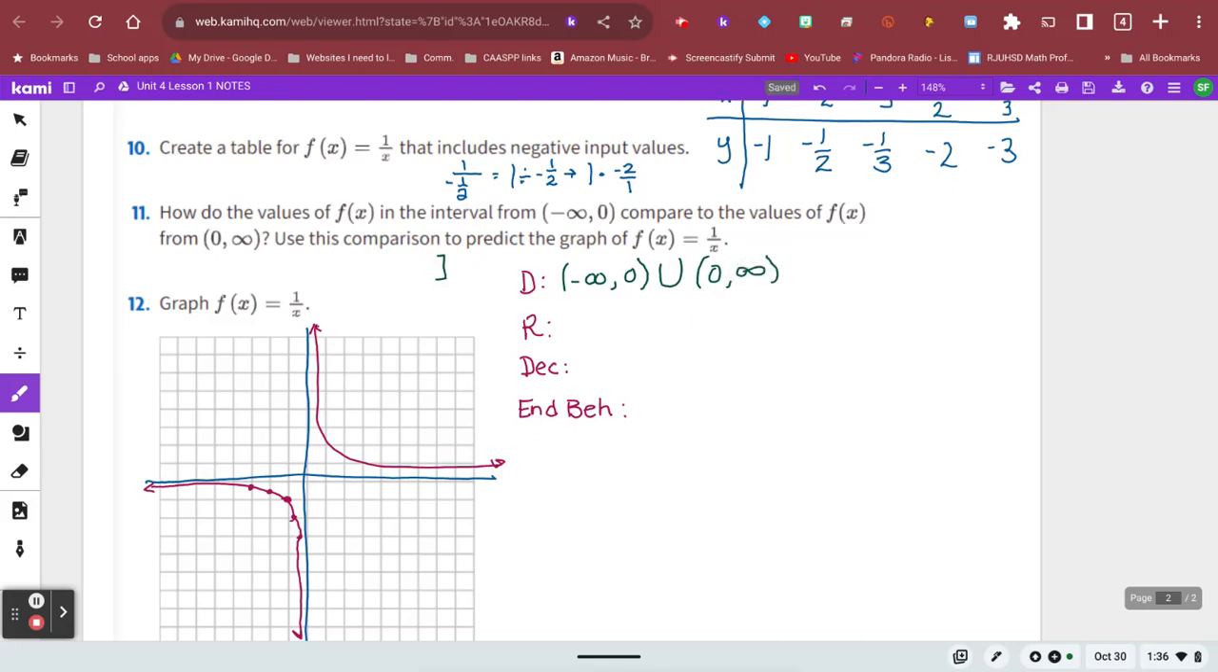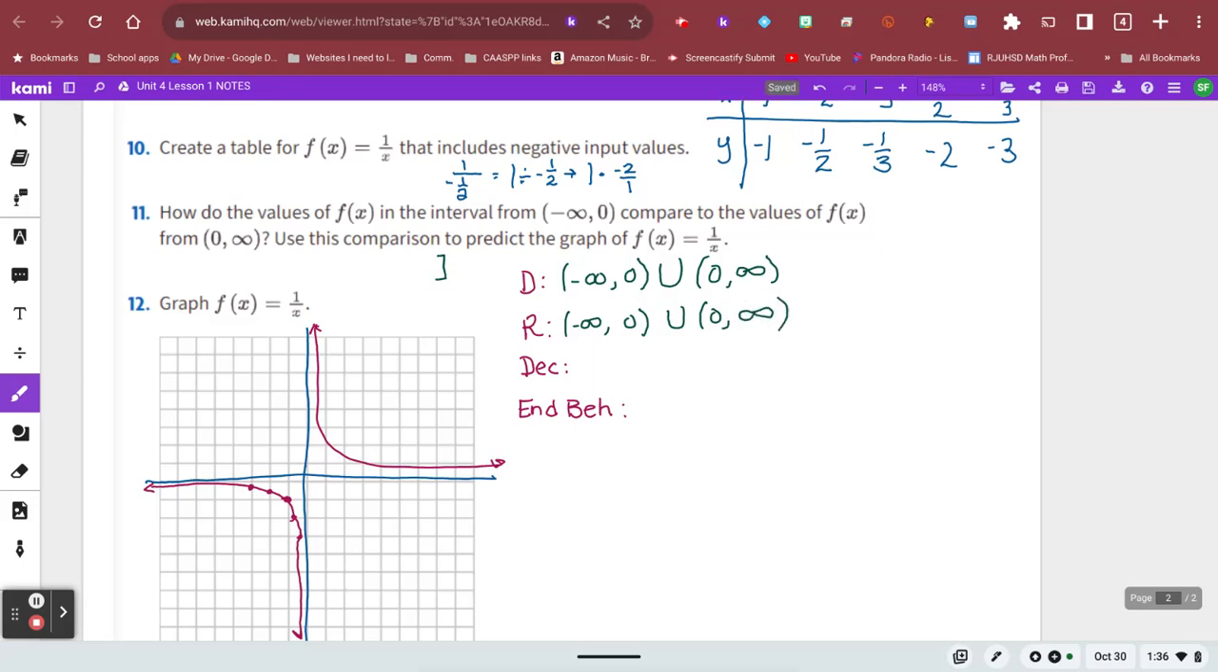And if you notice, our range is our Y values. It's going to do the exact same thing. We're going to be on the negative infinity side. And as soon as we get close to 0, we skip it and we go to the positive side.